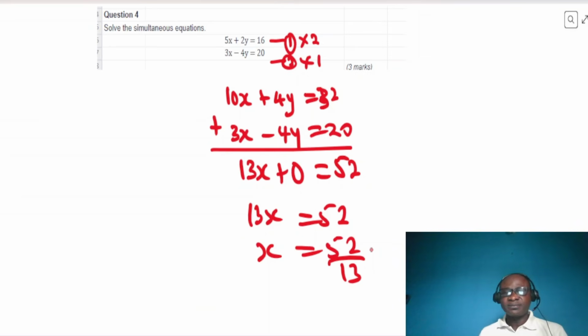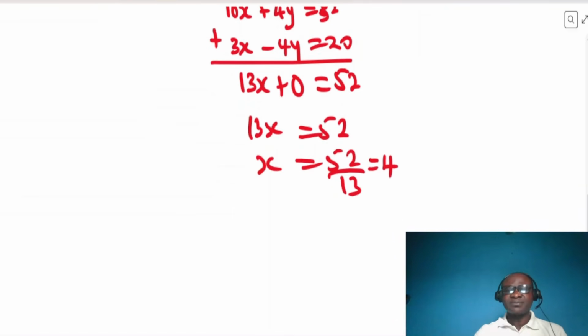Is it okay? So this time around, I have gotten the value of x. And because I have gotten the value of x, I can now choose any of the two equations and replace the value of x into it to get the value of y. So let me go by equation 1: 5x plus 2y equal to 16.